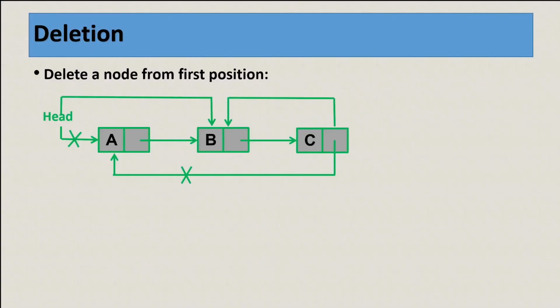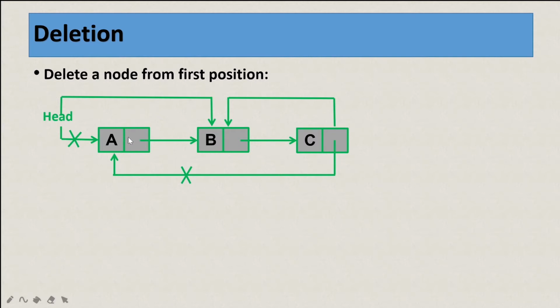So deletion operation can be of three types. First of all, delete a node from the first position, delete a node from the last position, and delete a node from an internal position. Firstly, I will discuss deleting a node from the first position. Suppose these are the three nodes we have in a circular list: node A, node B, and node C. They are linked with each other, creating a circle. We want to delete the node from the first position, which is node A.